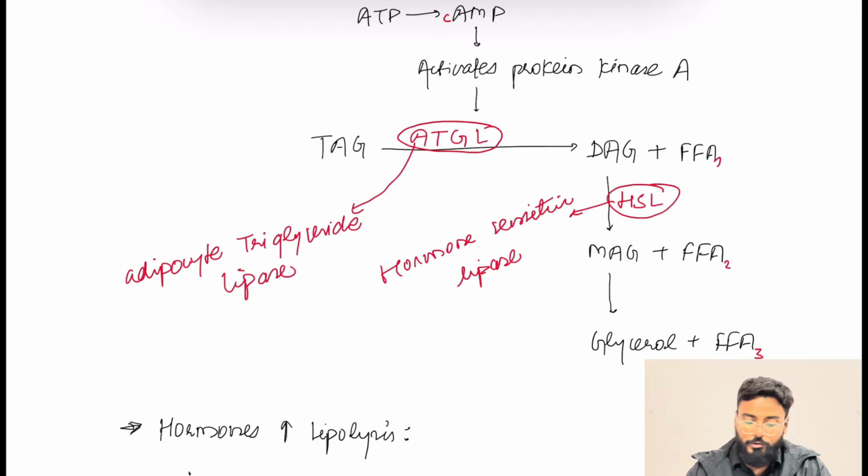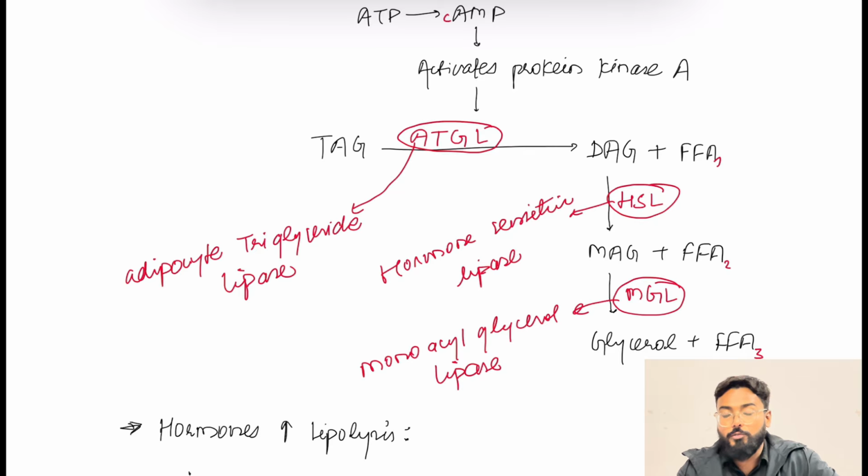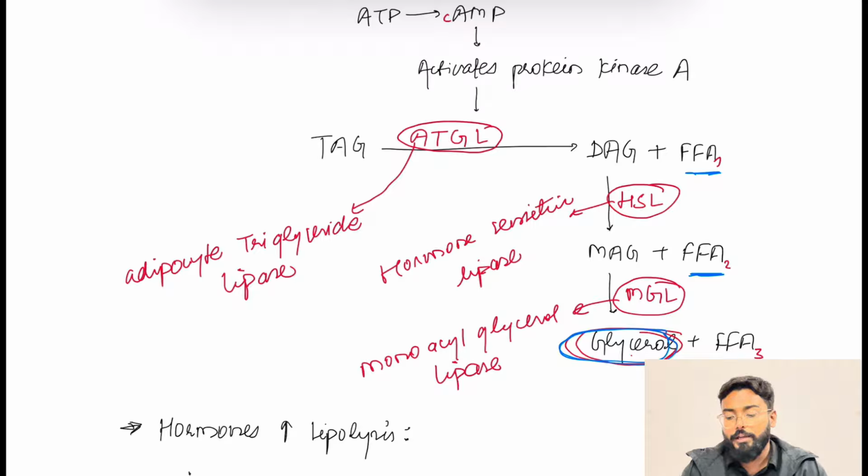And another enzyme, that is your MGL, which stands for monoacylglycerol lipase, which is going to break down monoacylglycerol into one molecule of glycerol and fatty acid. So this glycerol and these three fatty acids are what we are going to obtain from one molecule of triacylglycerol.